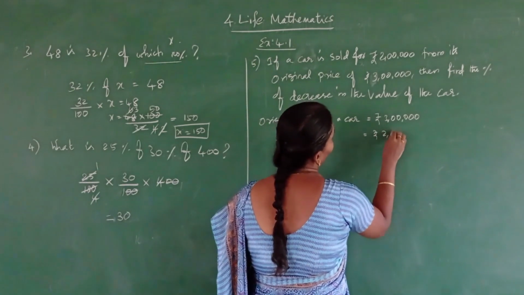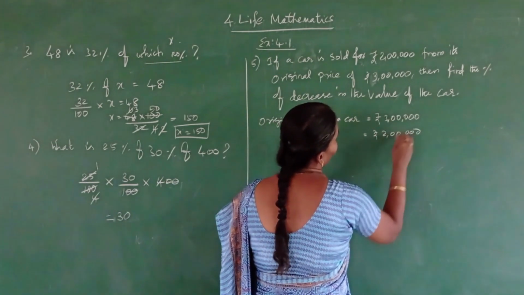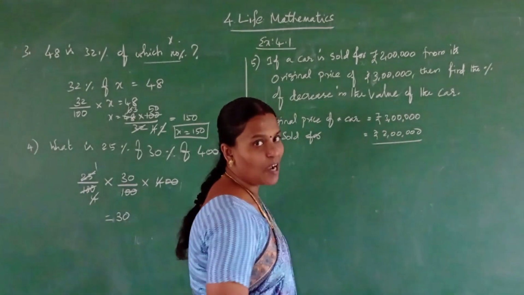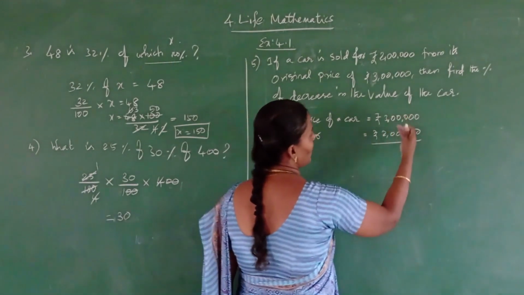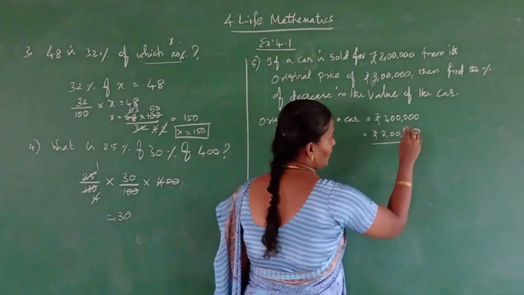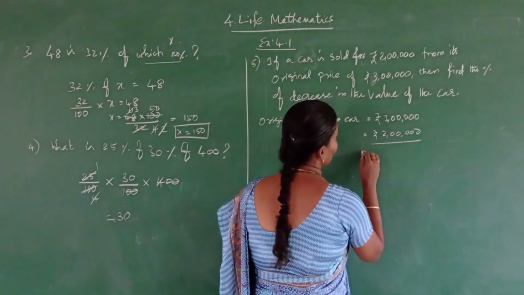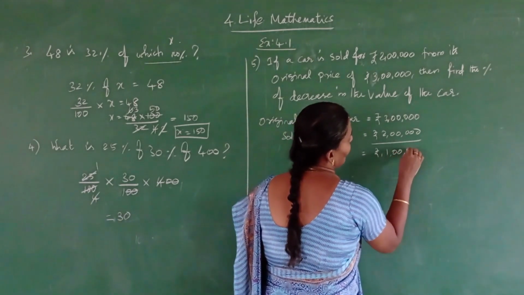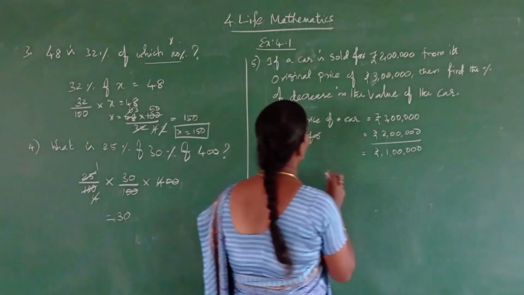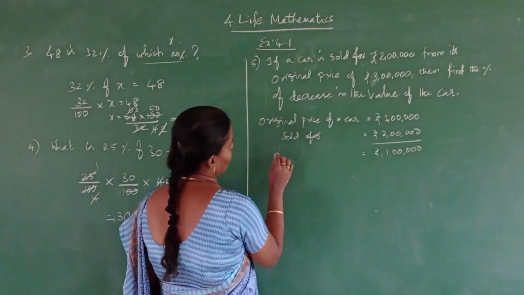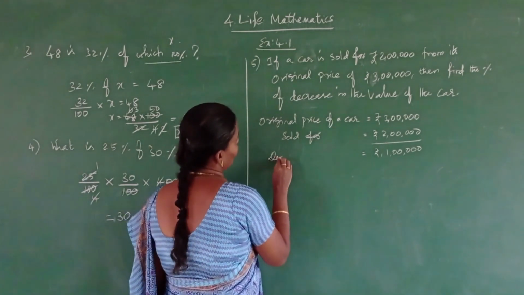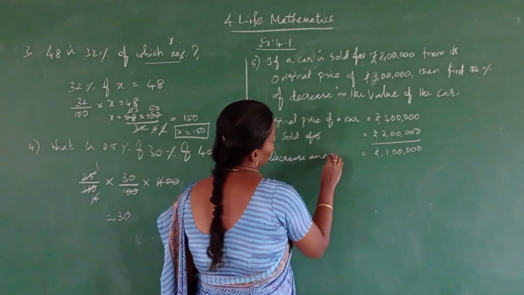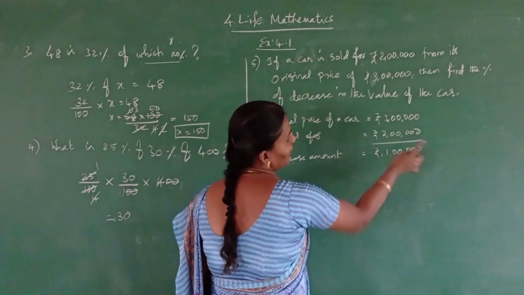Rupees 2 lakhs. Okay, so what is the difference? How much amount has decreased now? You have to subtract from the original amount. So here 3 lakhs minus 2 lakhs is 1 lakh. The difference is 1 lakh. So the decrease amount is 1 lakh.